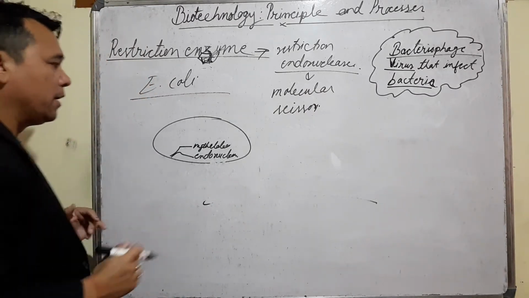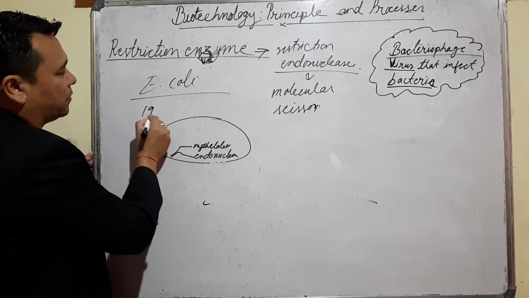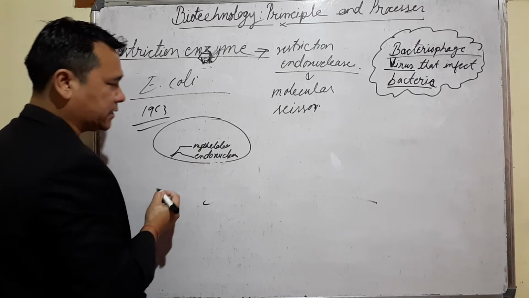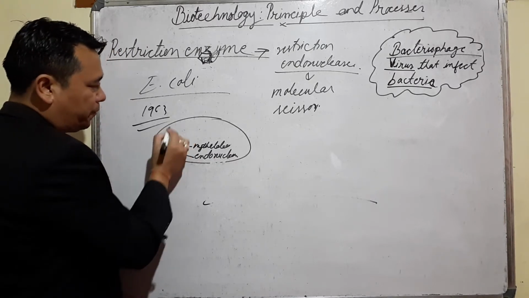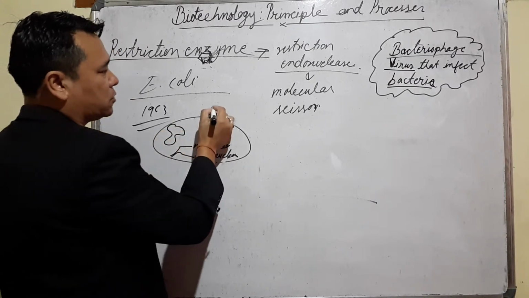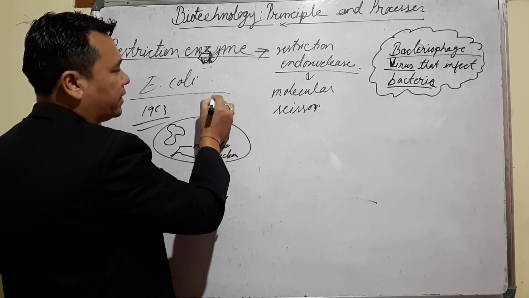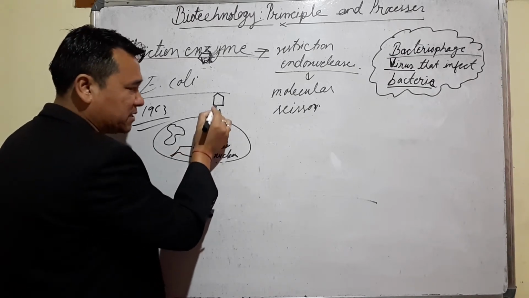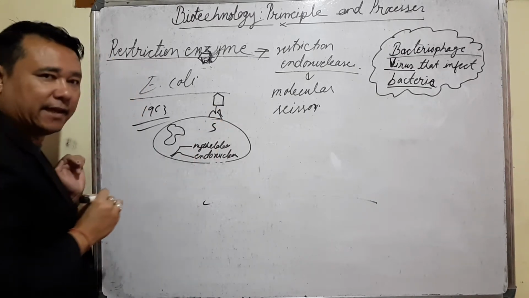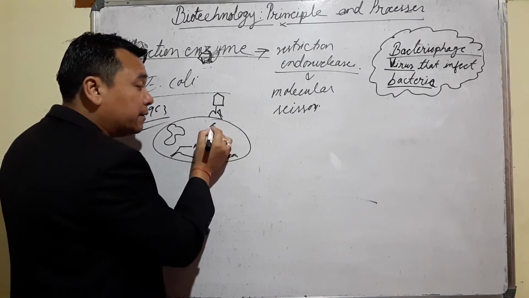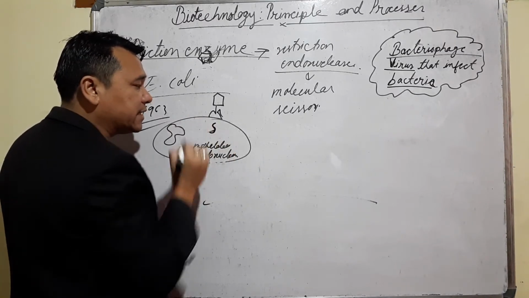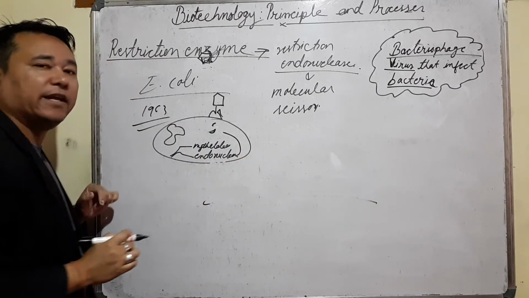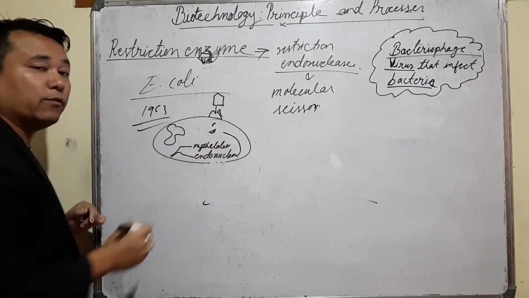Yes or no? Okay. And in 1963 in the body of E. coli, two types of enzymes were found, methylase and endonuclease. E. coli has its own DNA too. So whenever E. coli is infected by a virus, that means the virus will insert its DNA. And whenever the DNA of the virus is inserted inside the body of E. coli, this endonuclease will cut this DNA so that this DNA will not be able to multiply.